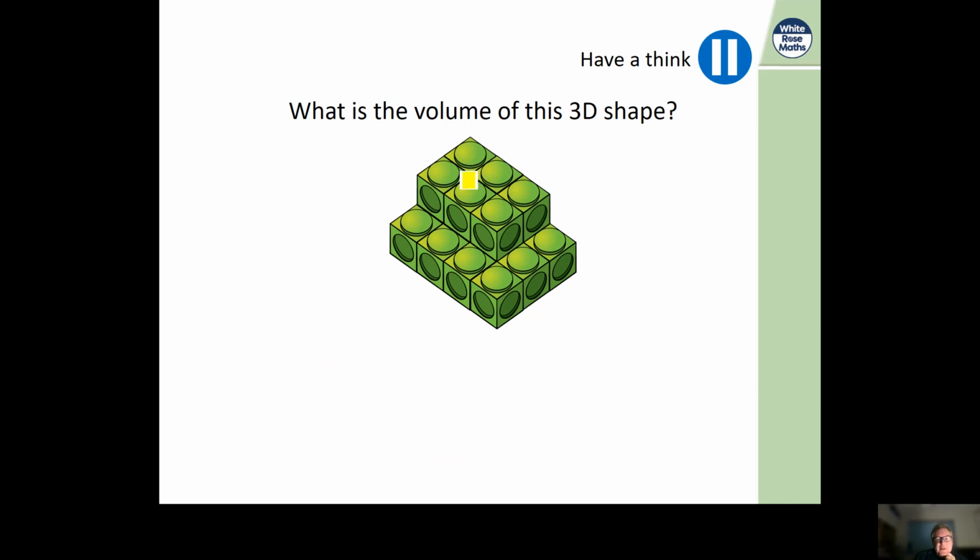You may look at this differently to somebody else that you're working with, but if you imagine, we can see that one cube stacked upon another. So we've got 1, 2, 3, 4, 5, 6. We know there are another 6 below that, so that would be 12, 13, 14, 15, 16, 17, 18. So what do we think? 18. How else could you do that?